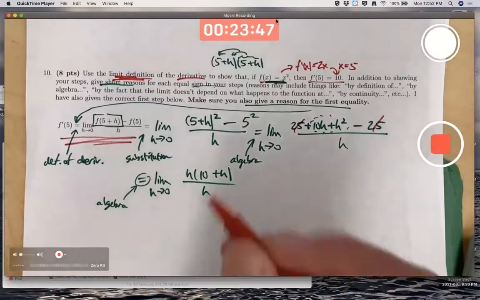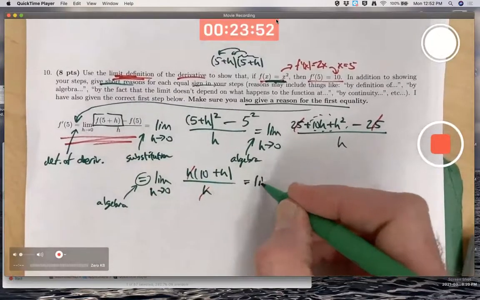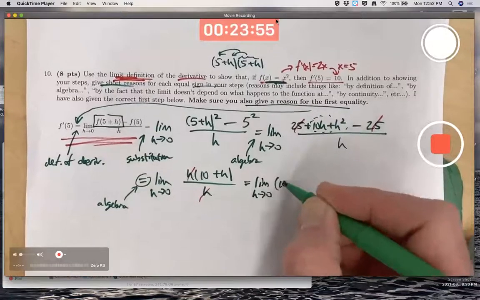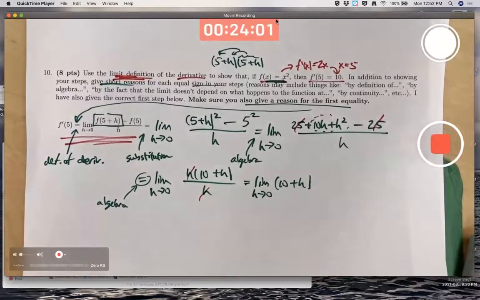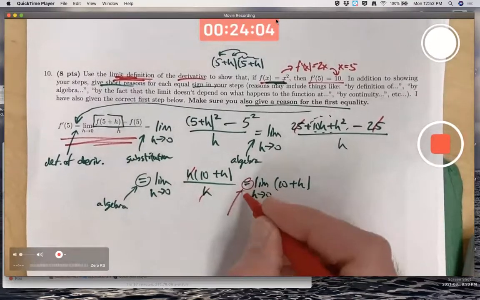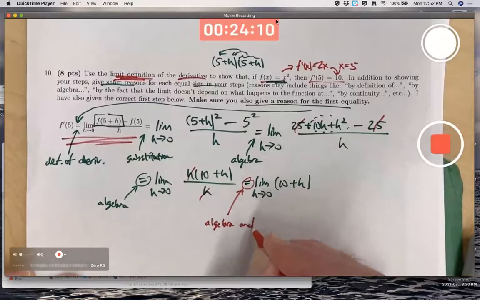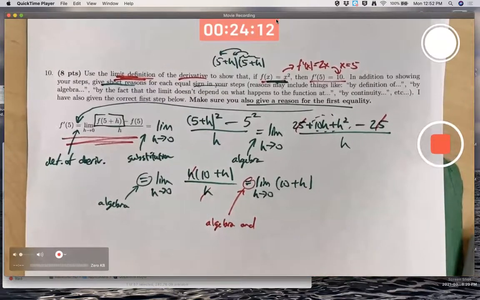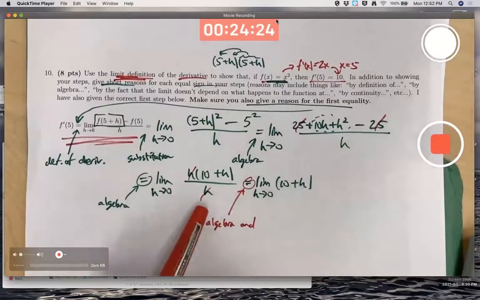This next step, I'm going to divide out the h's. You might say, well, that's just algebra. But that actually is a bit more than algebra. Why is that a bit more than just algebra there? For the reason. It is algebra, but it's a bit more. Anybody remember what extra reason we gave here about a month and a half ago? This expression is not even defined at h equals 0. This one is.